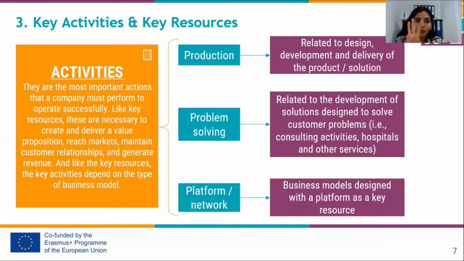I include here the three types of business model that we can develop. On one hand, we can have, for example, a production business. That means that we are going to deliver a final product to the users. The production model is related to the design, the development and the delivery of the product or solution, okay? For example, imagine that you have developed a car, and this will be a production business. Or for example, imagine Zara has a production business model in which they produce clothes to sell to you, okay? It is a physical solution that arrives to the final user.